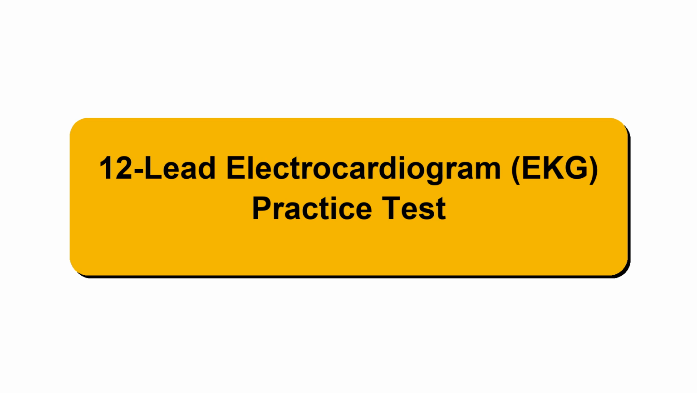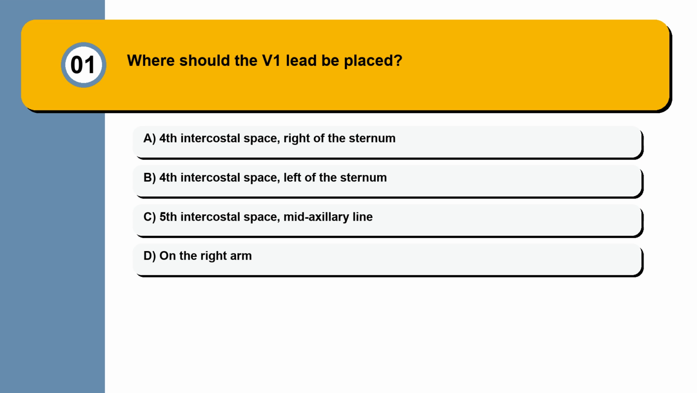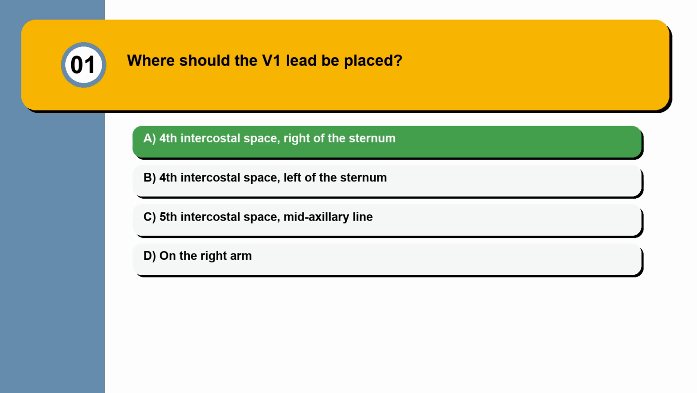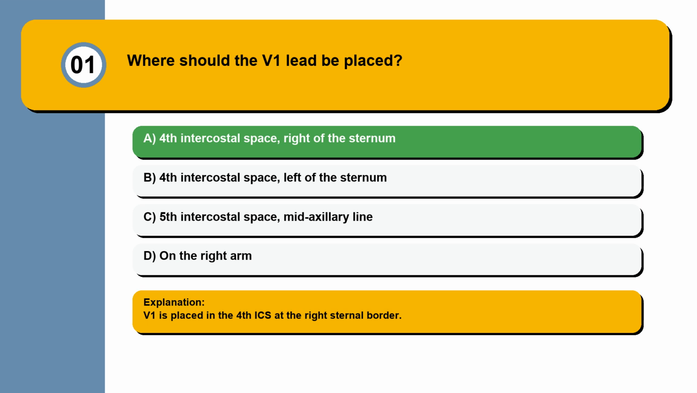12-lead electrocardiogram EKG practice test. Question 1. Where should the V1 lead be placed? Fourth intercostal space, right of the sternum. Fourth intercostal space, left of the sternum. Fifth intercostal space, mid-axillary line, on the right arm. V1 is placed in the fourth ICS at the right sternal border.